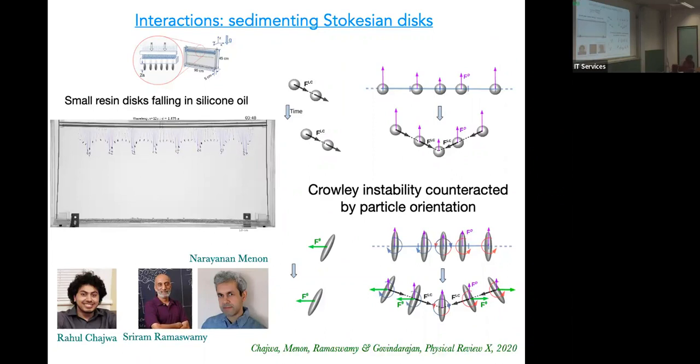Do you see the clumping? And you can actually write down nearest neighbor Stokes theory, and our theory matches with our experiment every time, including quantitatively. It matches perfectly. So that's the beauty of this experiment. Very clean experiment by Rahul.